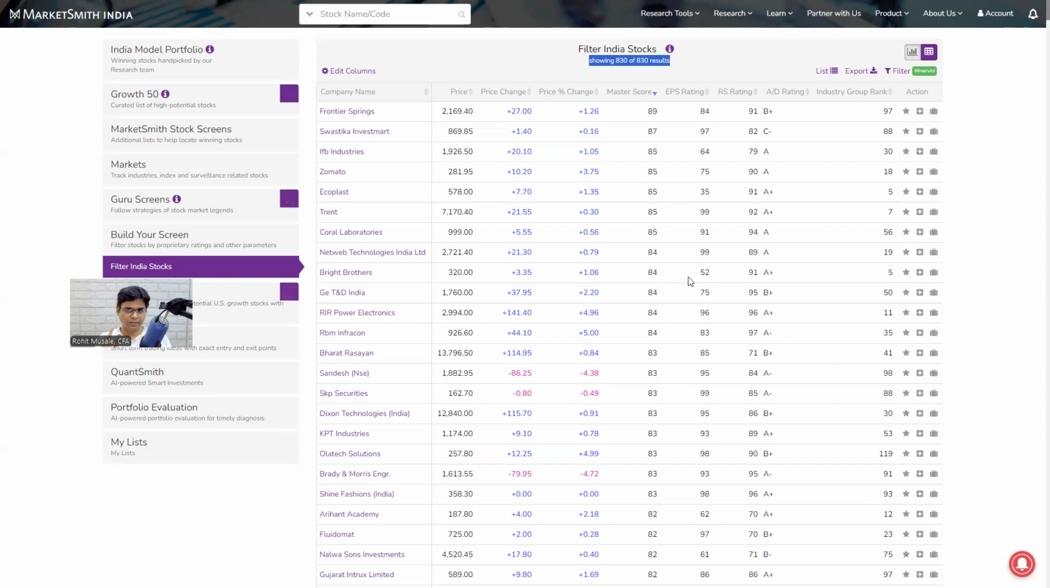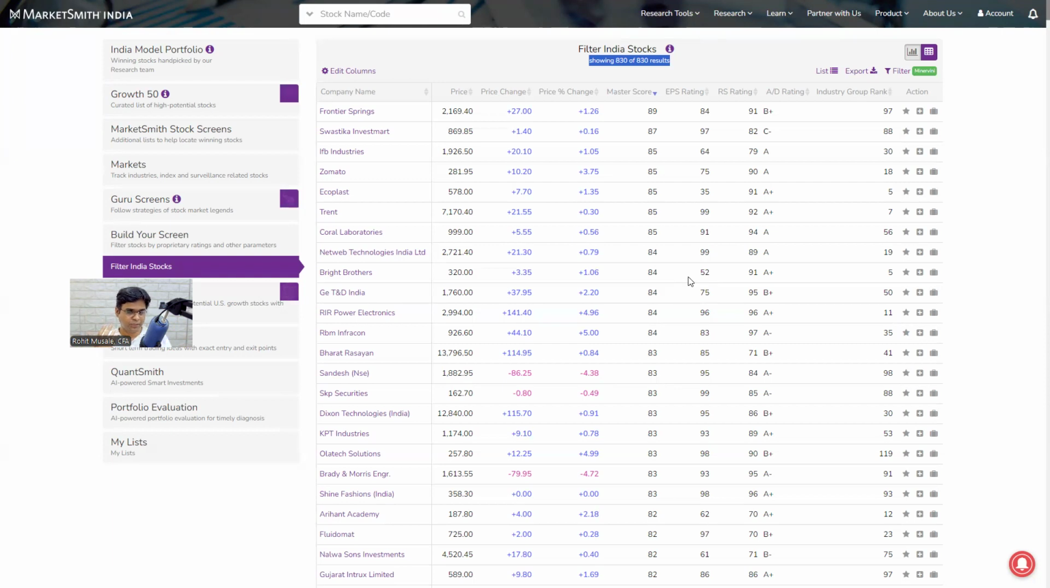As a positional trader, you have to be even more strict. As a positional trader, this 830 number should come down to 100 because you are going to put earnings growth, sales growth, return on equity, those kind of criteria because you want to ride the stock for a longer period of time. But for swing trading, 830 is a good number.